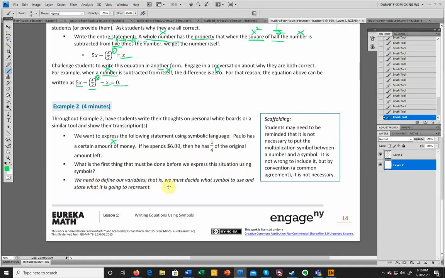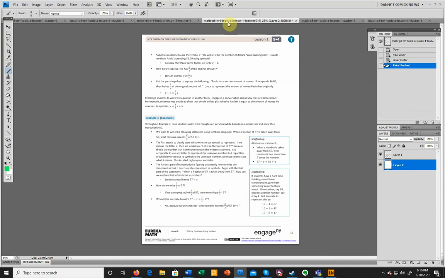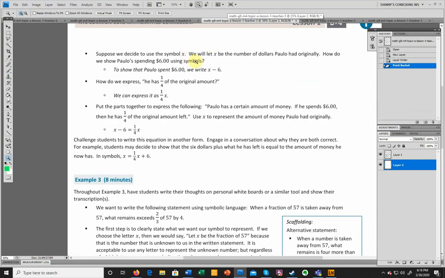We need to define our variables. That is, we must decide what symbol to use and state what it is going to represent. We could use x, but suppose we decide to use the symbol x, we will let x be the number of dollars Paulo had originally. How do we show Paulo spending $6 using symbols? To show Paulo spent $6, we write x minus 6.